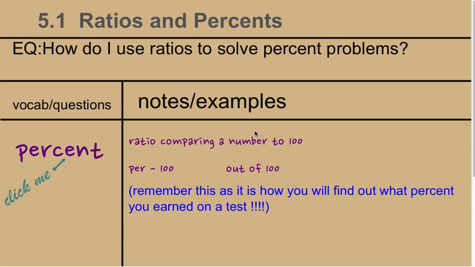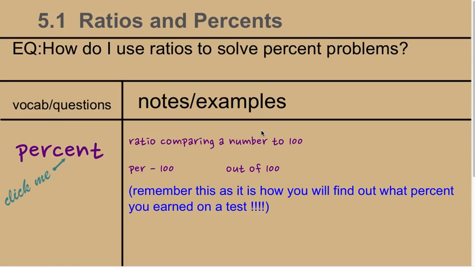Alright students, today we were talking about percents in class. And percents are comparing to 100, a ratio, or just a fraction of comparing to 100. The big thing that I want you to remember with percents is that the word per 100 is out of 100. Always remember it being out of 100.